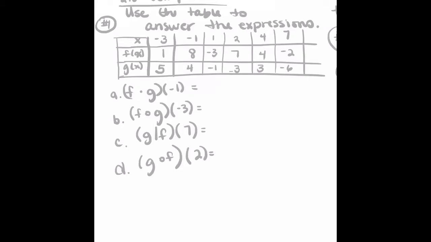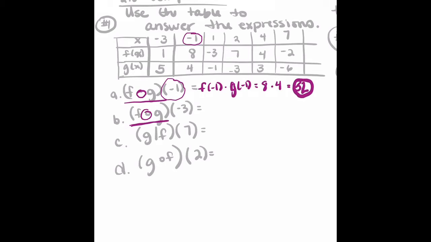So first thing we need to pay attention to is our sign differences. This means a multiplication, not a composition. So we need to use this value here. We want to go up to that value on the chart, and we are just multiplying them together. So we're going to do f of -1 times g of -1, which is equal to 8 times 4. So we see the answer for part A is 32.